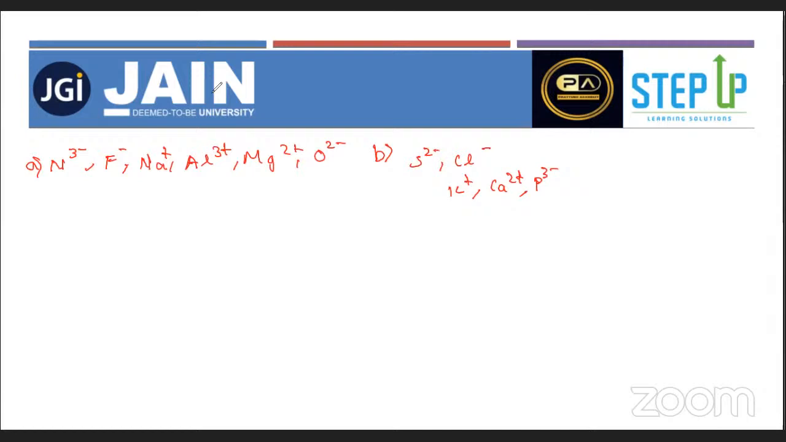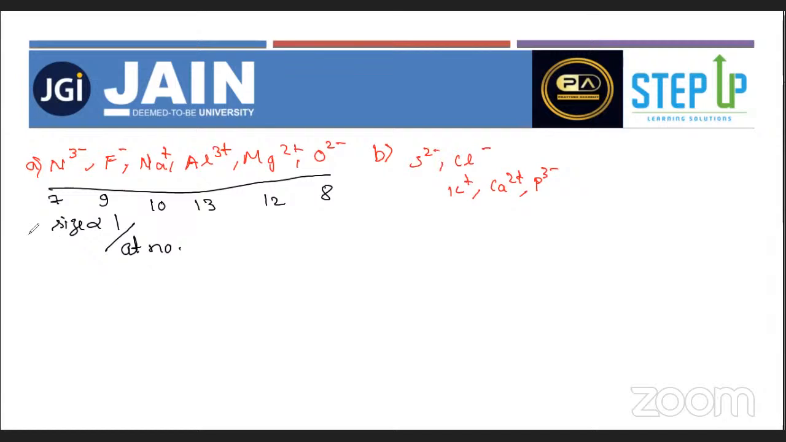Okay. If you're checking correctly, these all are isoelectronic species. The only thing you have to know is that for isoelectronic species, size is inversely proportional to the atomic number. Here you just write the atomic number. This is 7, 9, 11, 13, 12, and 8. So whose size will be less? Whose atomic number is most. Atomic number of Al3 plus is most. Then comes Mg2 plus, then Na plus, then F minus, then O2 minus, and then N3 minus.